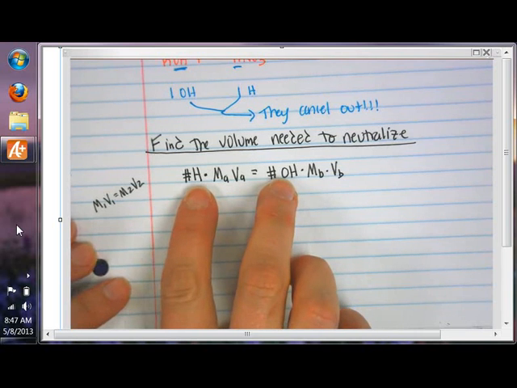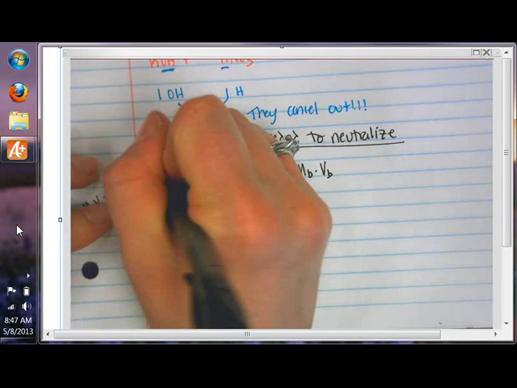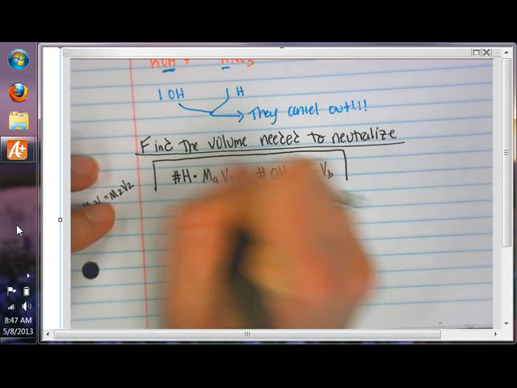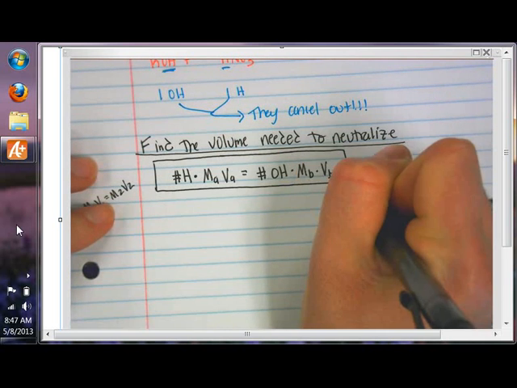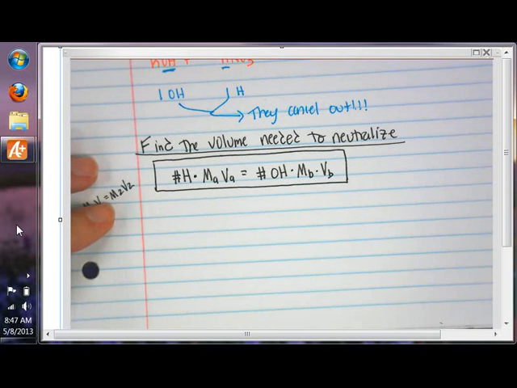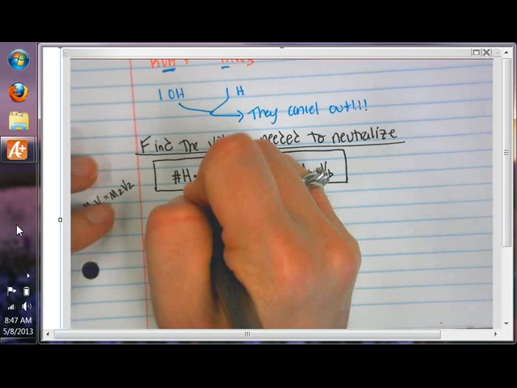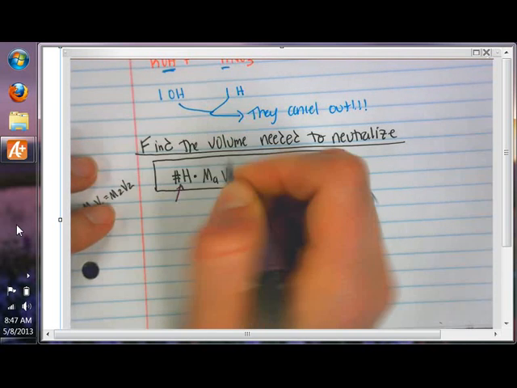So I'm going to box this because it is our equation, and I'm going to label all of my things. So number of H's, that's just number of hydrogens.